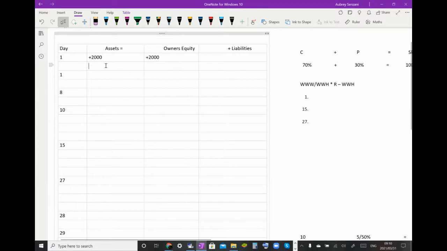Here we're going to debit. What is this? Office equipment. Actually, office furniture. It's not equipment. Okay. Yes. What did you contribute?